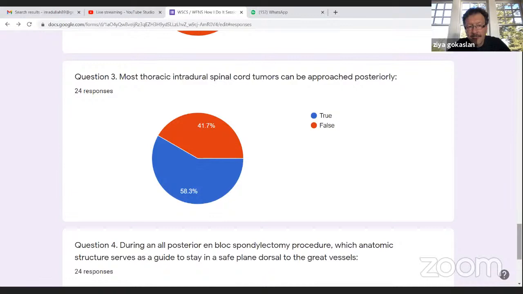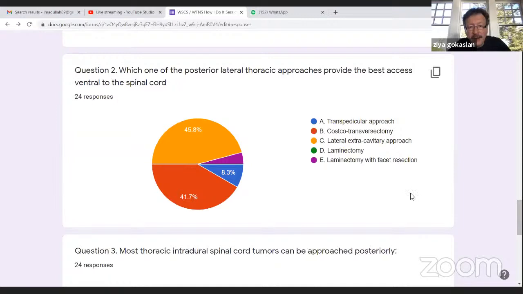So the correct answer here is the lateral extracavitary approach. This allows you to remove a significant amount of rib, at least 6 or 7 centimeters, all the way lateral to the rib angle. And that gives you the best exposure. It looks like the majority of the audience got the answer right.